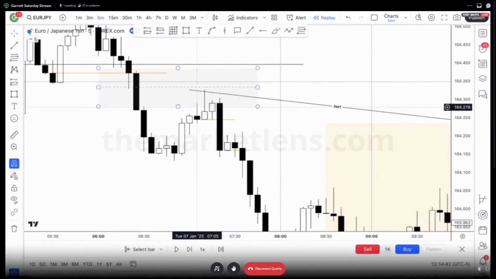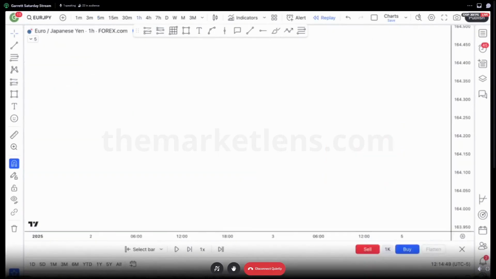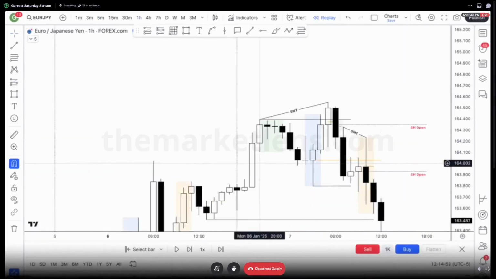This forms a high of the 7 a.m. candle, of that candle four right here, and you get a continuation of that right there. So that's an opportunity, right? Just trading within that 4-hour candle.